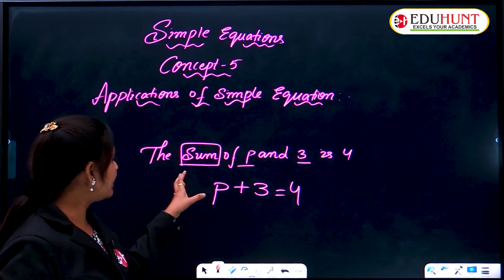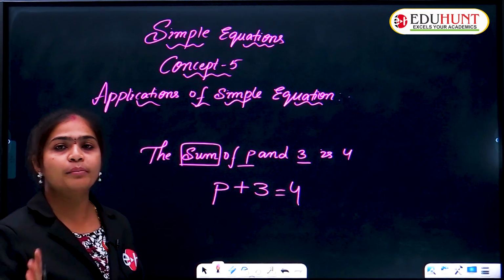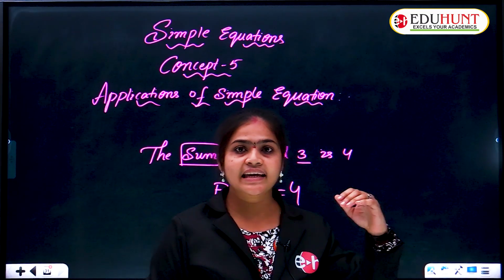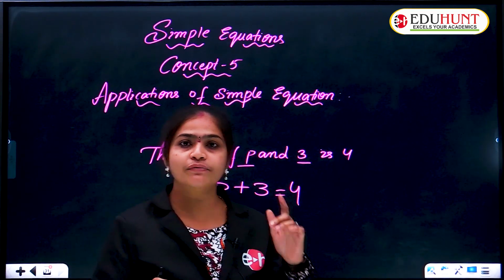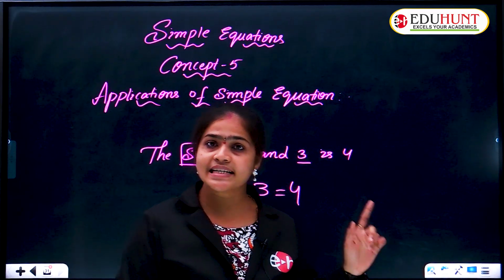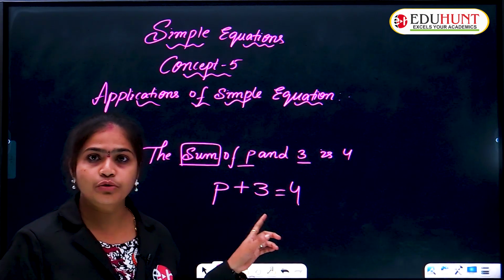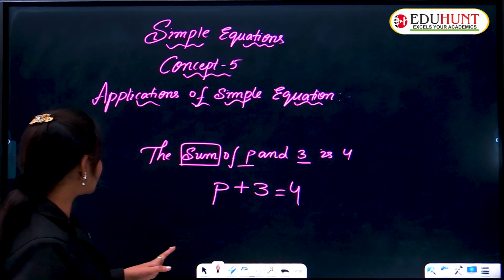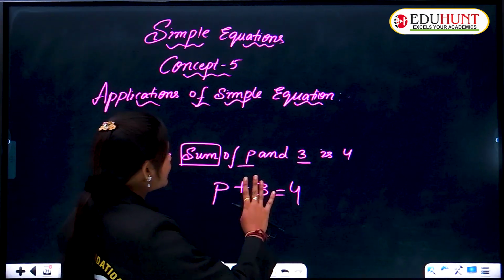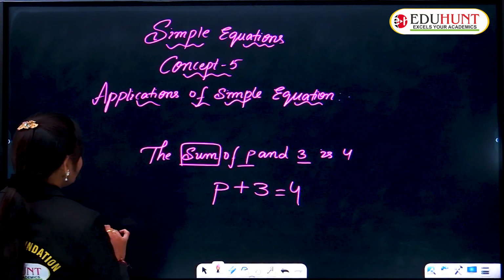First you should learn how to convert sentences into equations, how to form an equation by reading the question. Everyone should learn that first. In the 6th class also we became habituated to converting it into an equation, I think. Just to see that the sum of P and 3 is 4, in this way you have to change it.